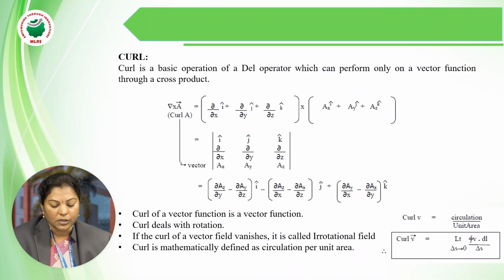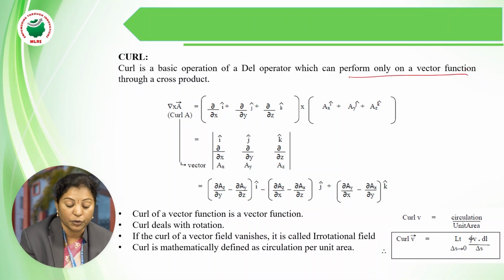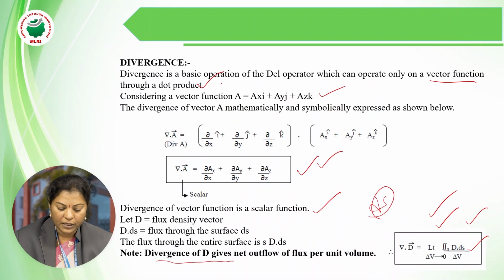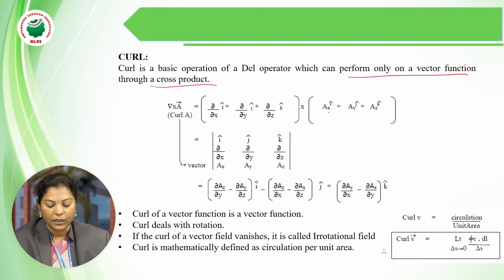Next, curl. Curl is a basic operation of the del operator which can operate only on a vector function through a cross product. Previously, divergence was applied through a dot product; now curl is operated through a cross product. So del cross A is the curl of A. Curl of A is defined as dou by dou x of i plus dou by dou y of j plus dou by dou z of k, crossed with the vector A.